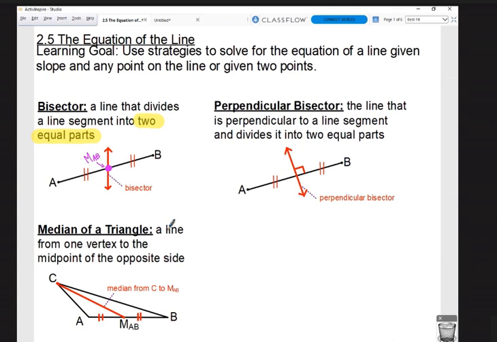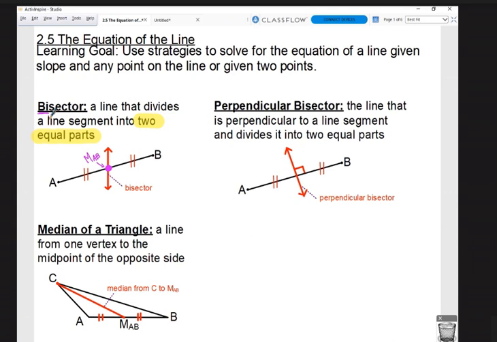Now the bisector can go through the line segment any which way it wants to, as long as a line goes through the midpoint of a line segment, we call that a bisector. And think about it, the prefix bi, almost like a binomial or a bicycle, we're talking about two. So what we get out of this is just two equal parts. Yeah? So far, so good?